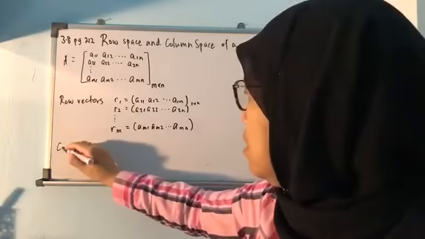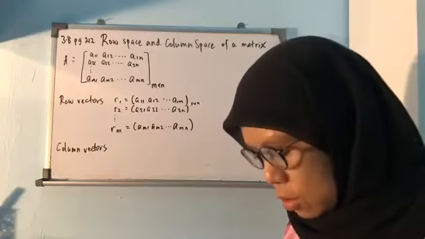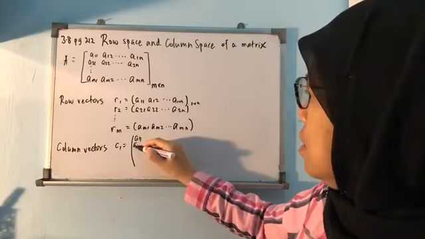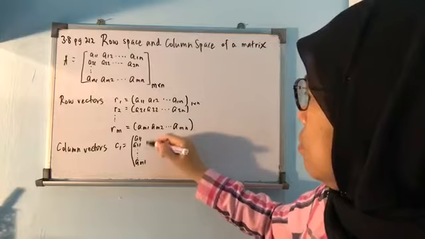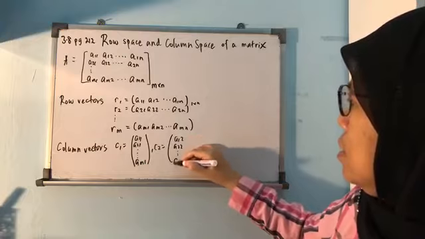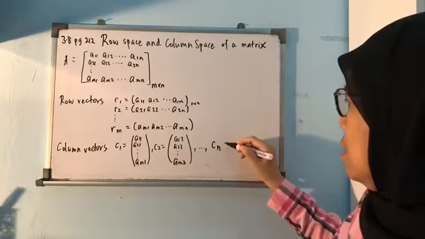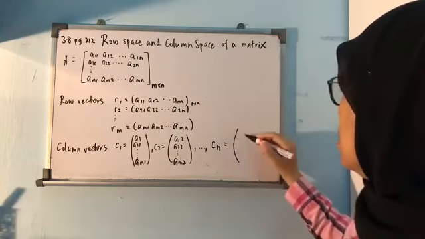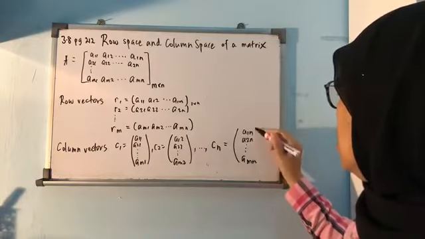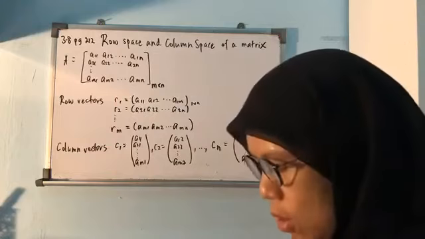Then we also have the column vectors. So I call the column vectors C1. We write column 1 as A11, A21 until Am1. Column 2: A12, A22 until Am2, until Cn. Okay, A1n, A2n until Amn. So this is called row vectors and column vectors.